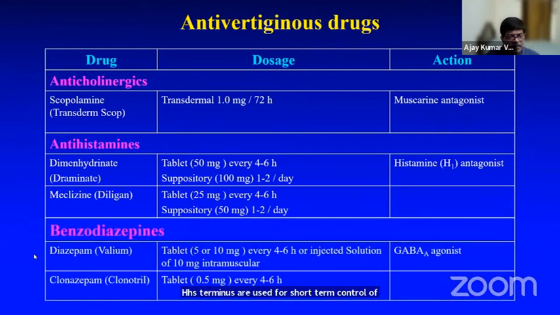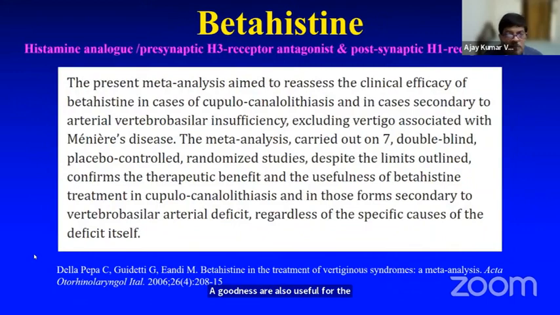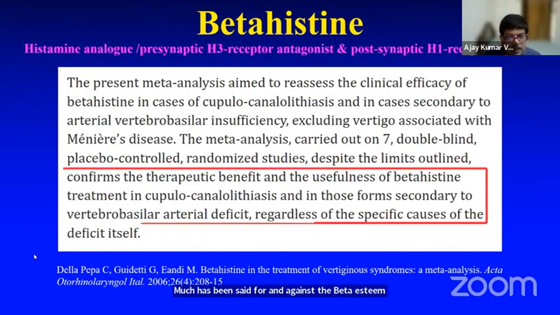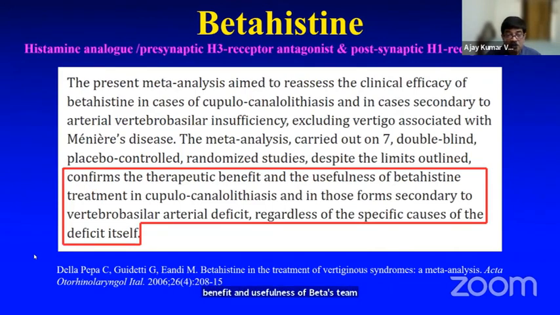Benzodiazepines like diazepam and clonazepam, which are GABA agonists, are also useful for the short-term control of vertigo. About betahistine, much has been said for and against betahistine. My take is that there are studies, a meta-analysis published in 2006, which confirms the therapeutic benefit and usefulness of betahistine in cupulocanalolithiasis and in those forms secondary to vertebrobasilar arterial deficits, regardless of the specific cause of the deficit itself.